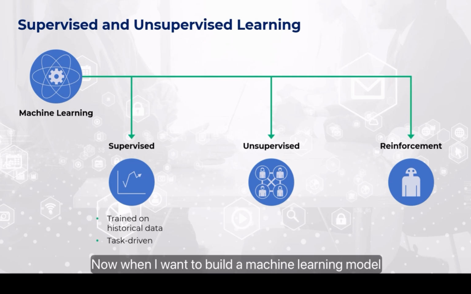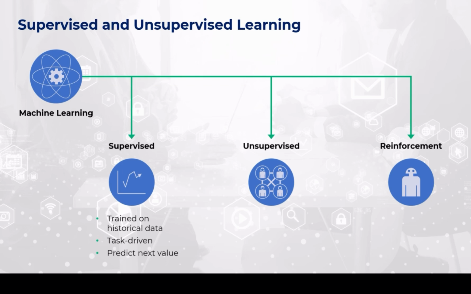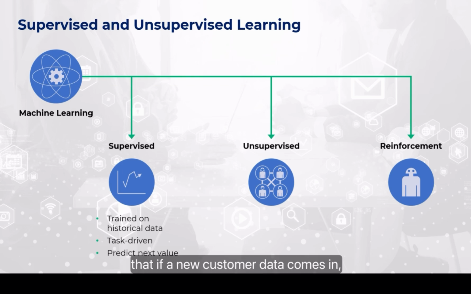Now when I want to build a machine learning model which will decide that if a new customer's data comes in, that customer can be approved or not approved, my target variable is that one variable available in historical data which is either yes or no. That's the specific variable which says whether the person should be approved for a loan or not. All other variables apart from the target variable become my feature variables, meaning they are contributing towards the decision.